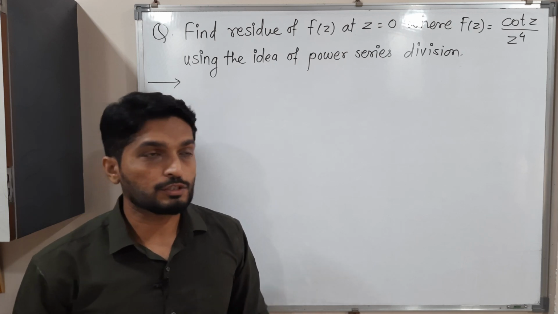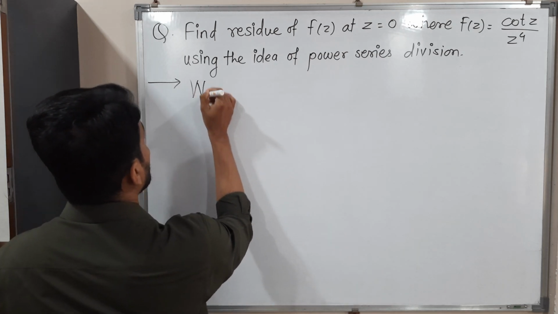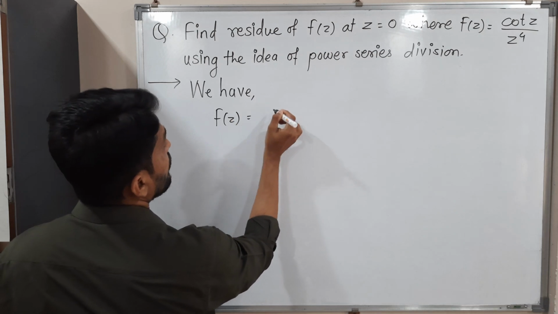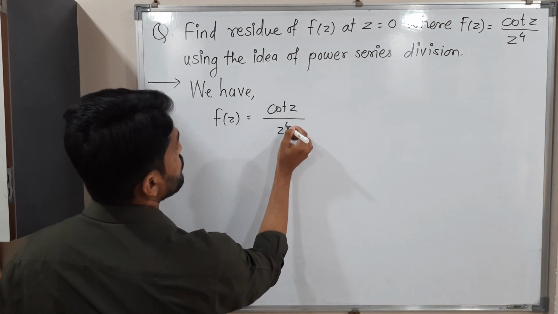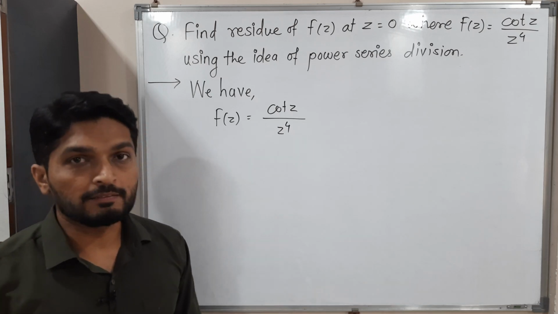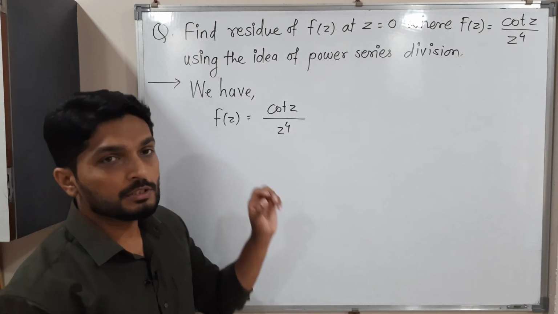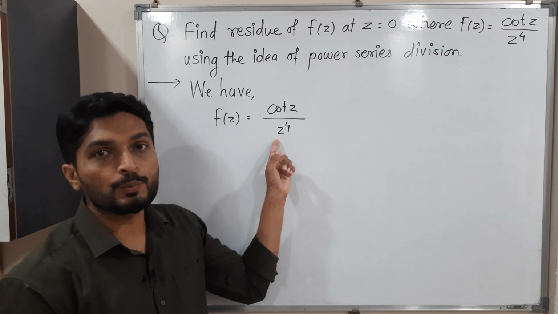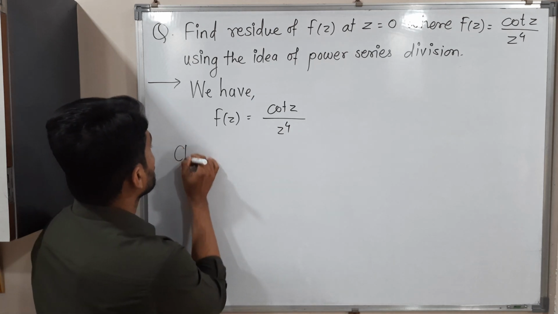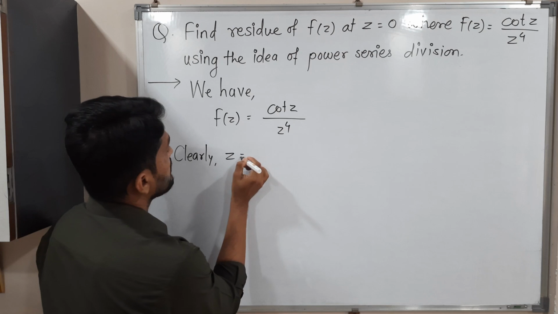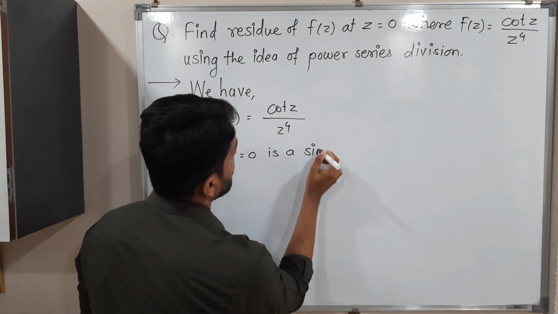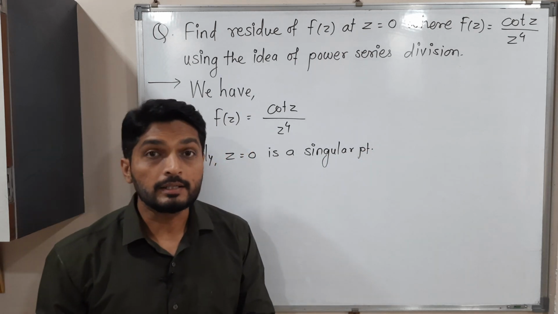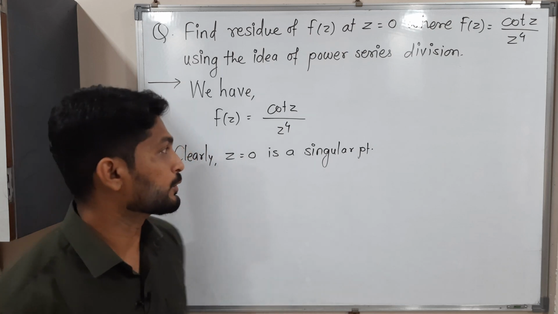So let me write the given function first. What we have? We have the function cot z upon z raised to 4. So with the idea of power series division we have to find the residue. Let me clearly mention, z is equal to 0 is a singular point, since by putting z equal to 0 we are getting 0 at the denominator. So after that, I will find its type of singularity as well as I will find its residue also.